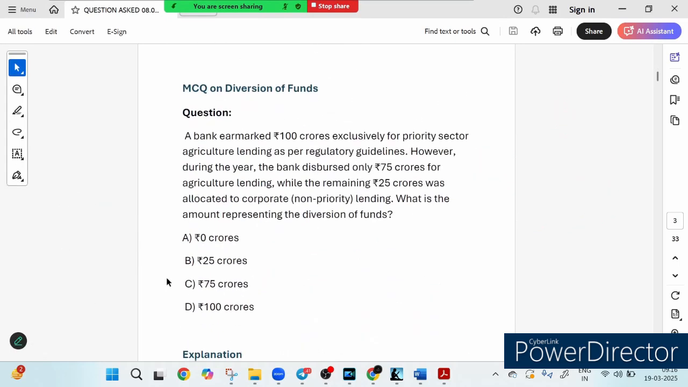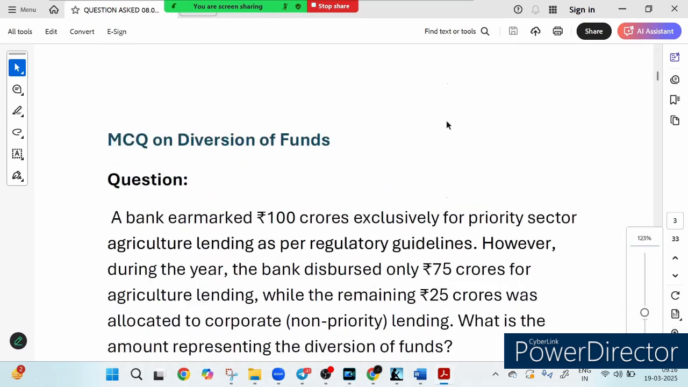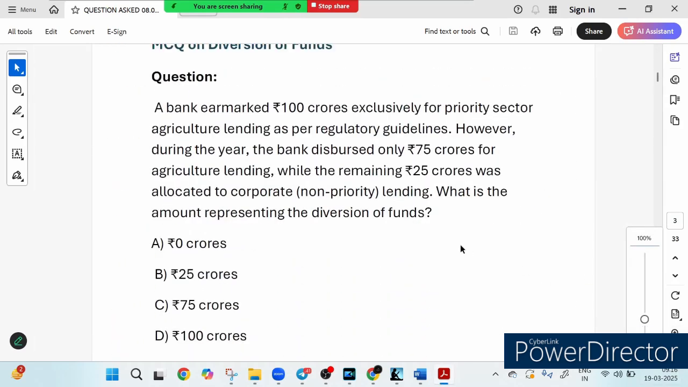Now let's see the next question. The question number 2 is on your screen. I request you to please try to solve this question yourself. This question is based on diversion of the fund. Very important question it is. So let's go through each and every option and understand which option is correct one. So friends, let me show you the question.